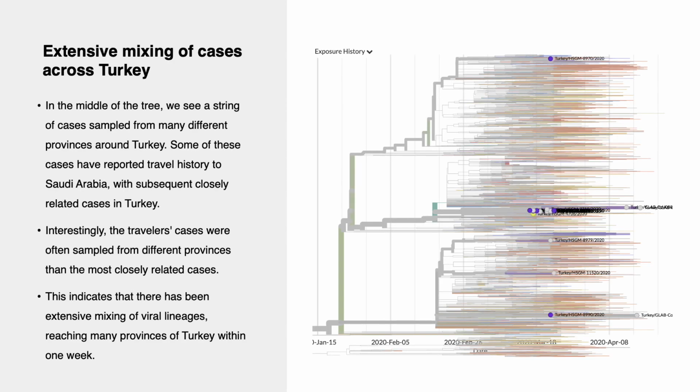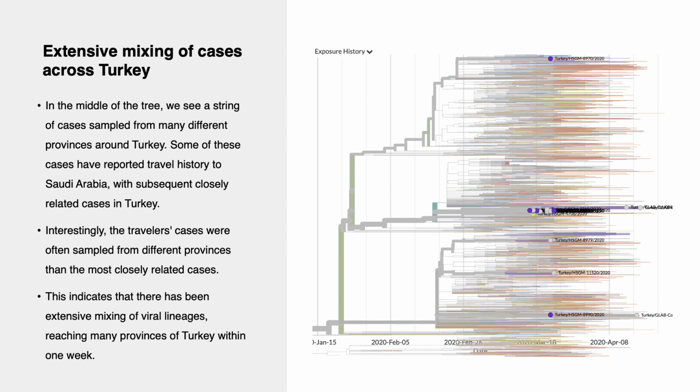Here, from the middle of the tree, we see a string of cases sampled from many different provinces around Turkey. Some of these cases have reported travel history to Saudi Arabia. Normally, we might assume that returning travelers have passed the virus to household members or neighbors back home. Interestingly, though, the travelers' cases were often sampled from different provinces than the most closely related cases. This indicates that there has been extensive mixing of viral lineages, reaching many provinces of Turkey within 1 week. We may also speculate that a large gathering could explain these observations, although we would need additional epidemiological data to further investigate.